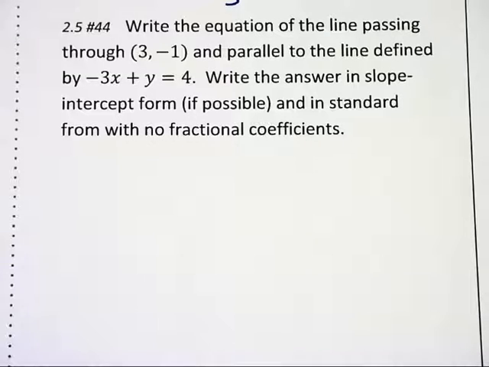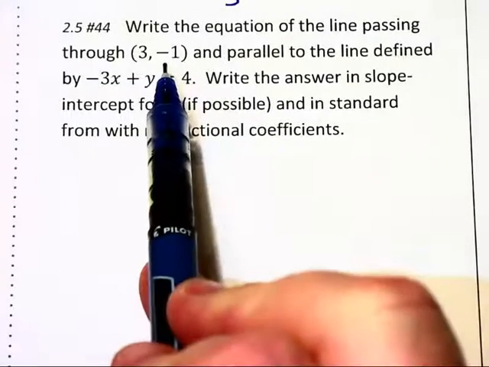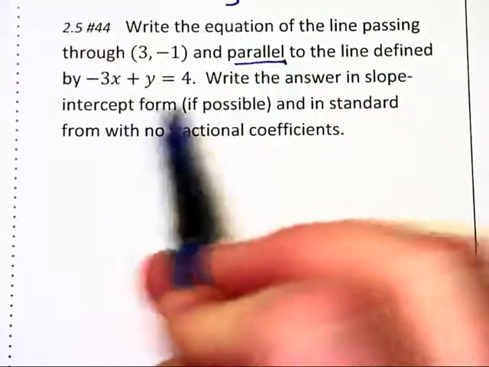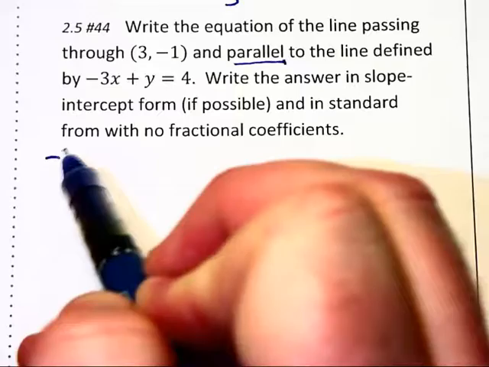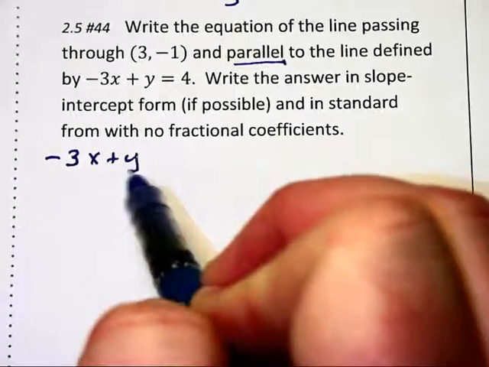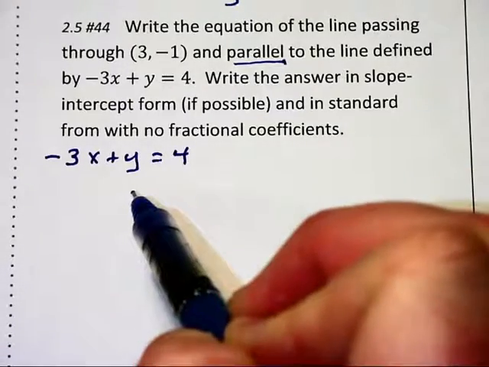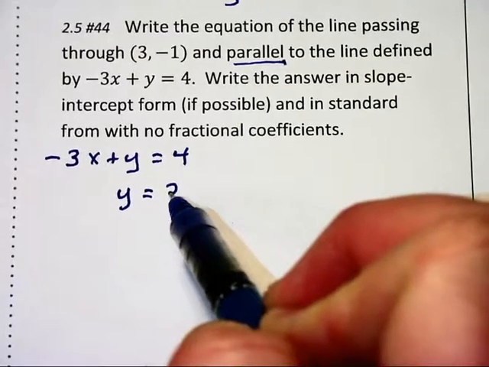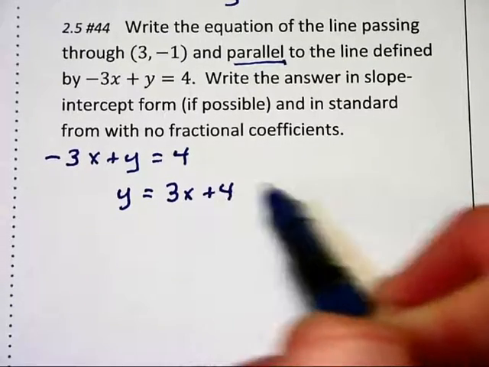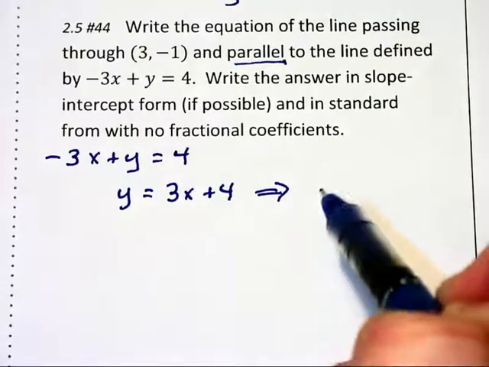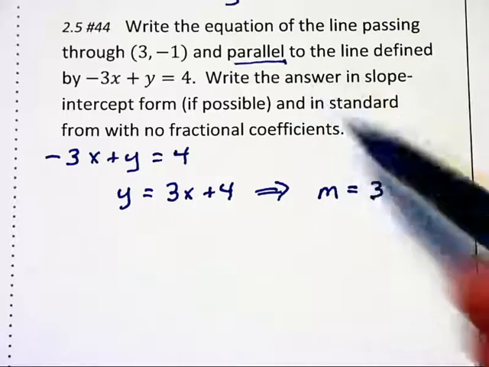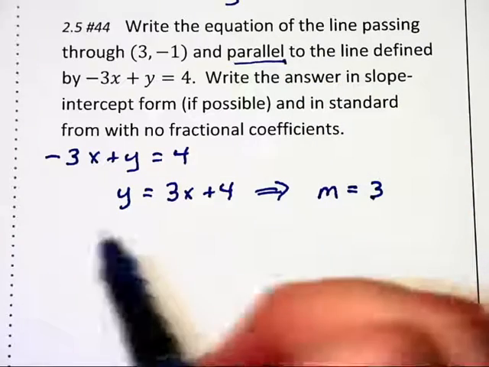Okay, write the equation of a line passing through this point and parallel, key word, to the line defined by this equation. Now they have given us negative 3x plus y equals 4, and if I rearrange that into slope-intercept form, I have y equals positive 3x plus 4, which has a slope of 3. Now that's important because we want to use the same slope because of the word parallel.